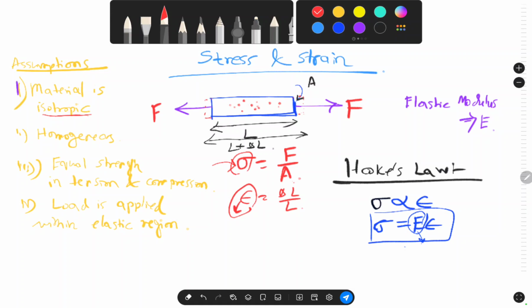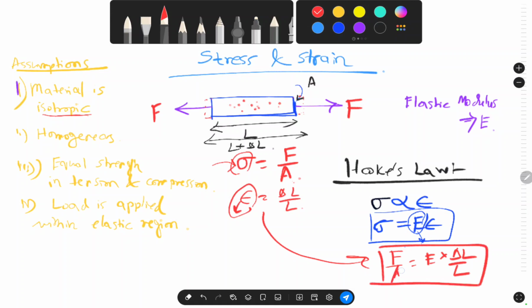So now if we club these together, we get F by A is equal to E into del L by L. So we arrive at this formula, and we can calculate some solved examples to understand the importance of this formula. It is also very important from the exam point of view, and this is regarded as Hooke's law.